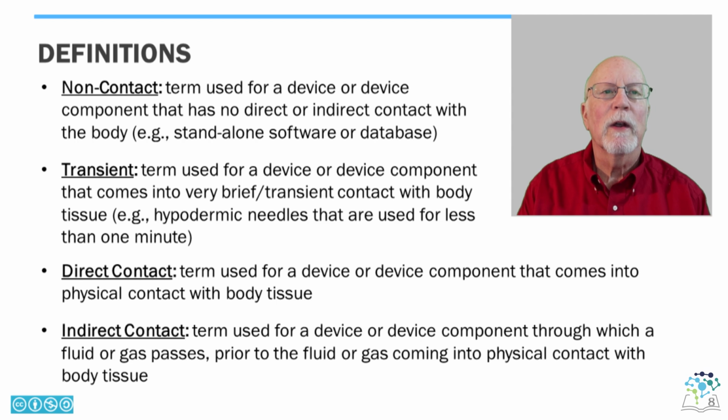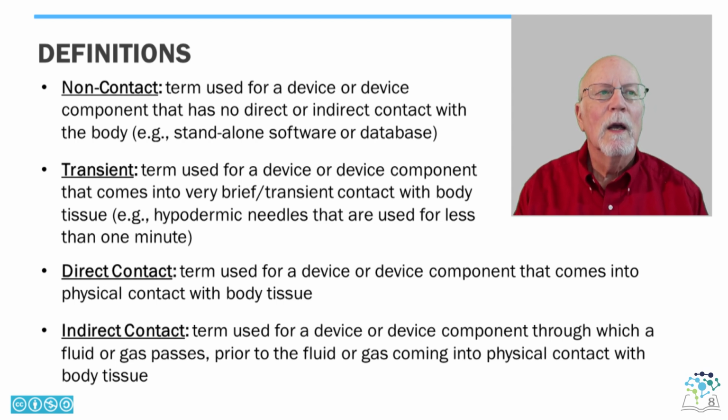Indirect contact, on the other hand, means the device components do not have physical contact with the body, but a fluid or gas can pass through or around the device prior to reaching the patient. For example, an IV bag or an airway tube where the internal lumen of the device will not have physical contact with the patient, but gas or liquid inside the bag can pick up any leachable compound from the lumen, which could then be delivered to the patient. In this case, the risk is still there even without physical contact.